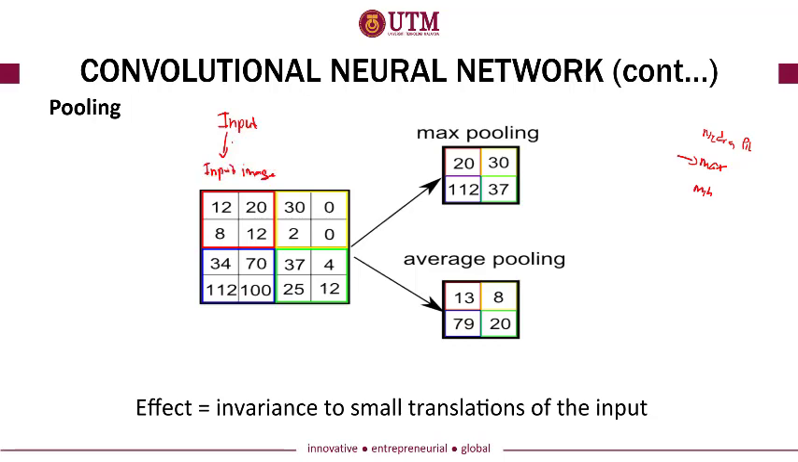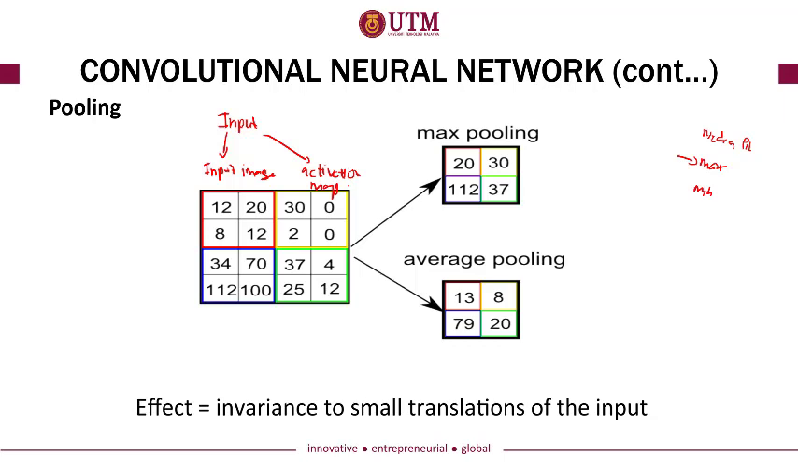If this is at the beginning of your CNN, but this one is in the middle of your CNN architecture, then it can also be your activation map or feature map of the previous layer. Okay, the output of the previous layer. So we call it activation map or feature maps.